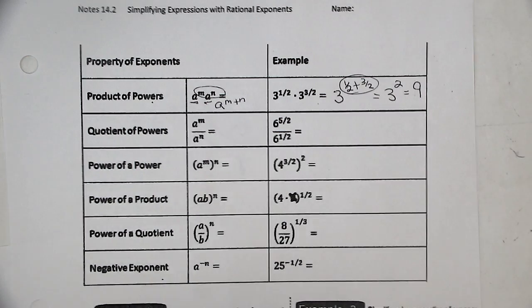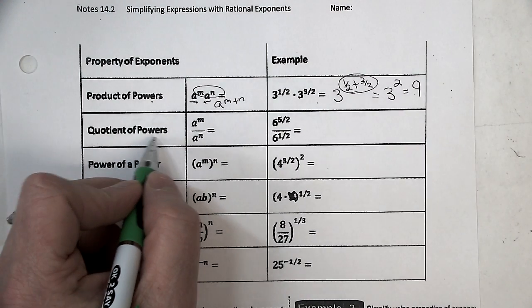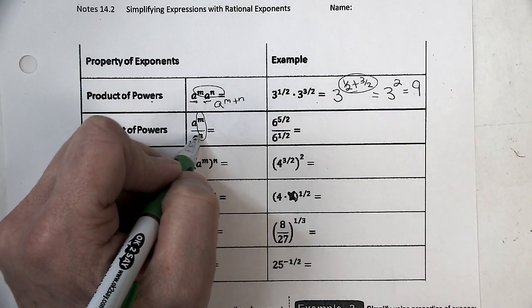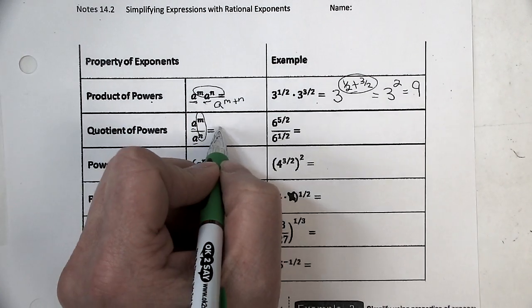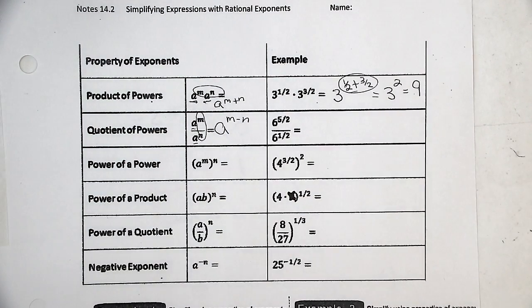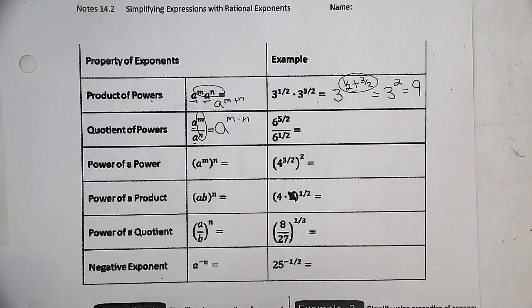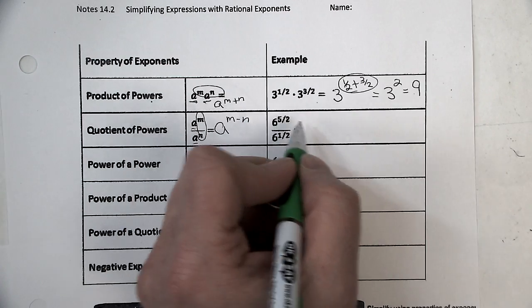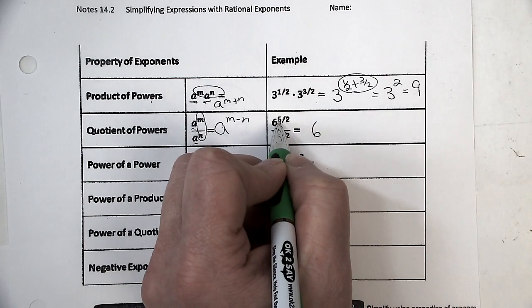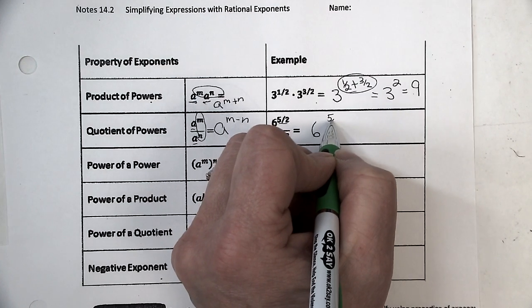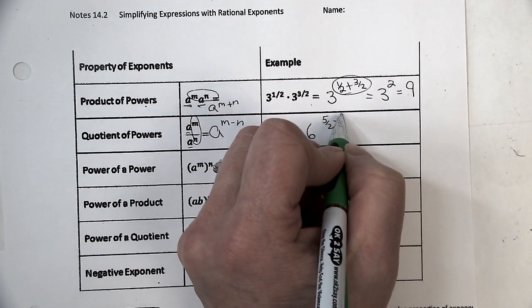So if it's a quotient of powers, normal exponent rule is, what do you do with the exponents if they have the same base? Subtract. So it's a to the m minus n. So then you're going to apply the same rule right here, which is 6, and again, with your rational exponents, you subtract. So it's 5 over 2 minus 1/2. Again, sometimes they may not be common denominators. In this case, they are.